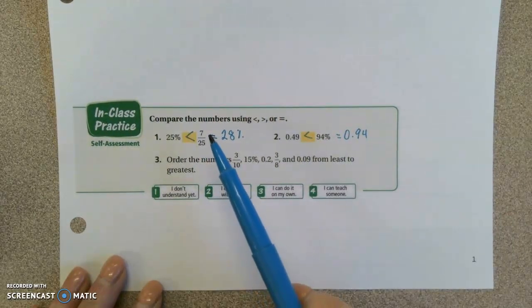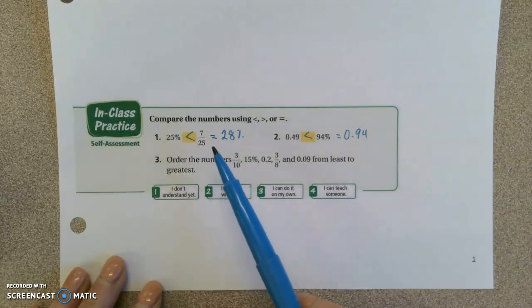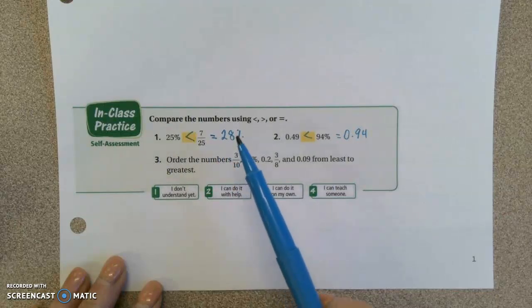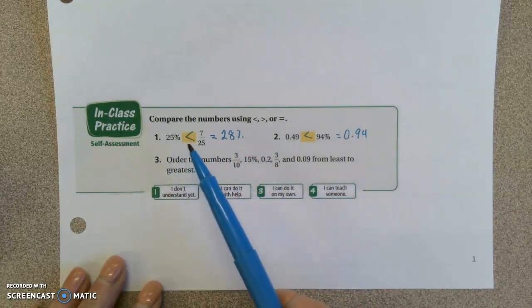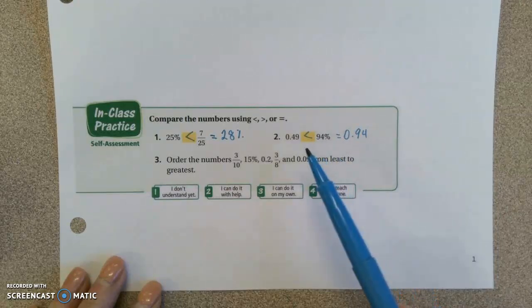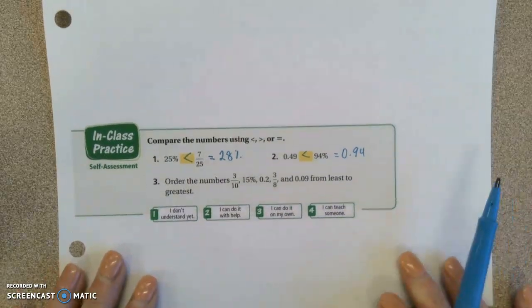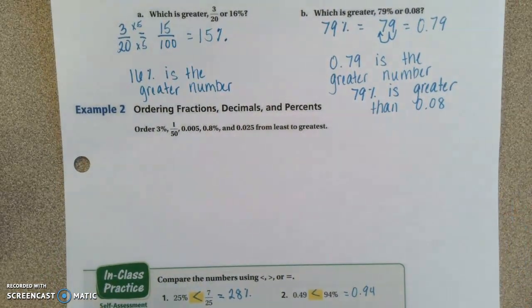Okay, so for me, I took 7/25 and turned it into a percent because 25 times 4 is 100, so 7 times 4, so 28%. So 25% is less. And then I took 94% and turned it to a decimal, so 0.49 is less than 0.94. Okay, next thing we are going to do is take several numbers and put them in order from least to greatest.